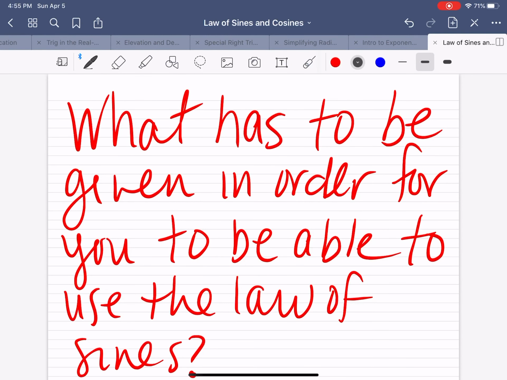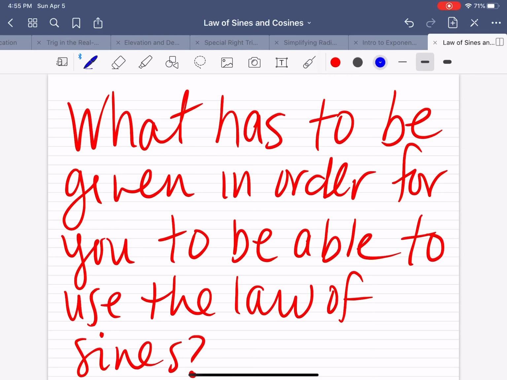So next thing I need you guys to do is go ahead and read this, pause the video, see if you can answer it, so we can move on to our next part of the lesson. So the question is, what has to be given in order for us to be able to use the law of sines?